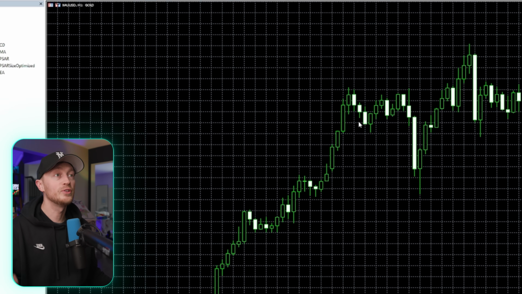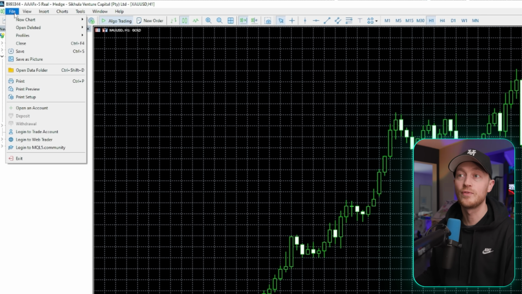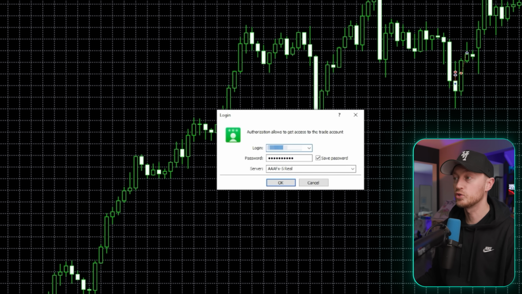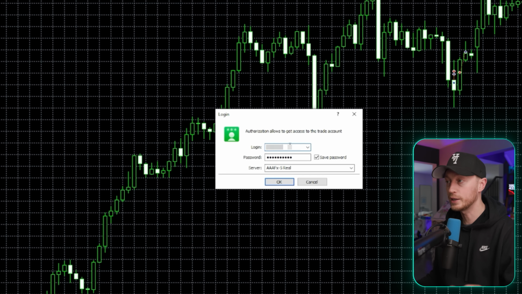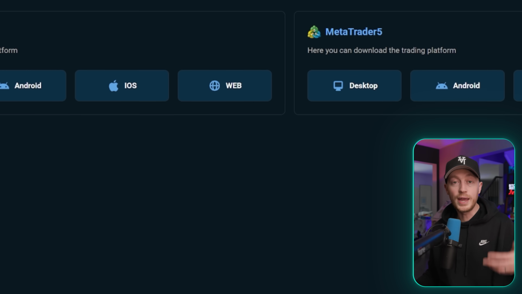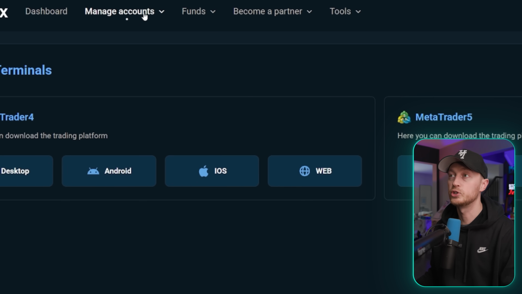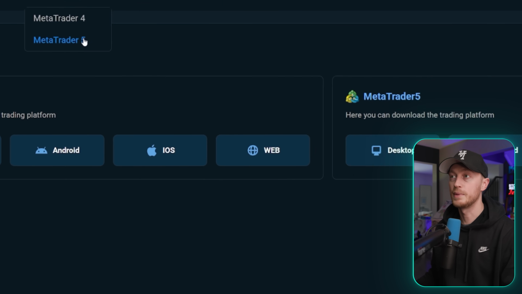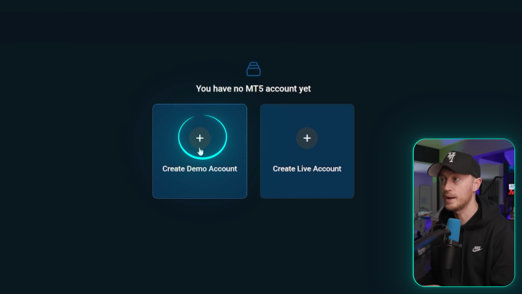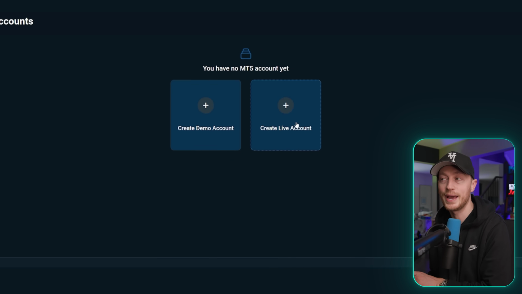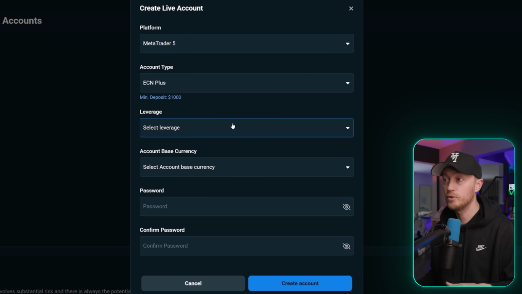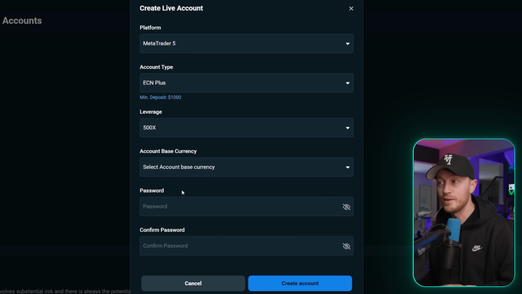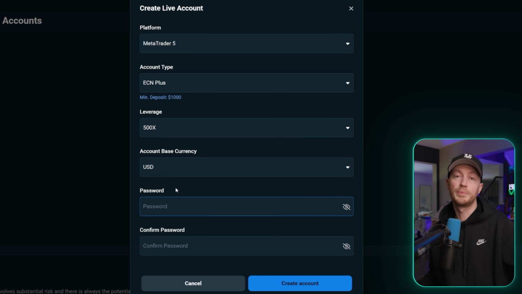Once you've got it installed, this is what it looks like. Come up to File, click on Log into Trade Account. Here is where you're going to put your login and your password. The AAAFX broker will send that to you in an email. If you don't have a demo or a live account yet, just come to Manage Accounts up here, click MetaTrader 5. You could create a demo account. You could create a live account. I like the ECN Plus account. I like a very high leverage, and I use a US dollar-based currency.